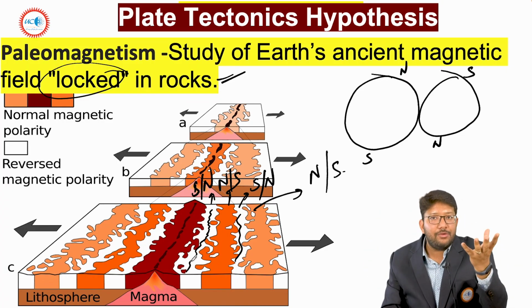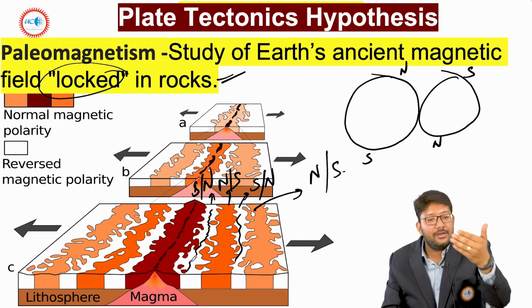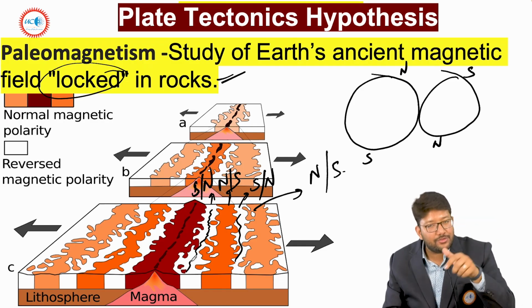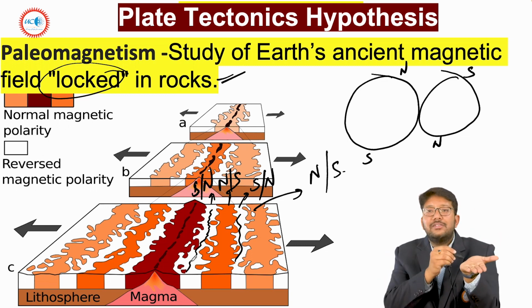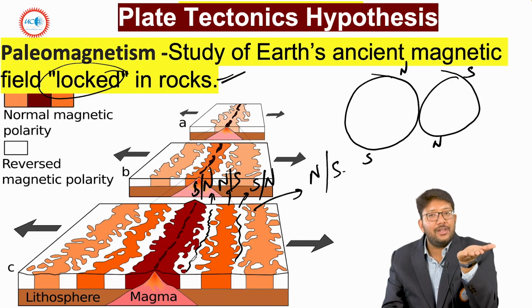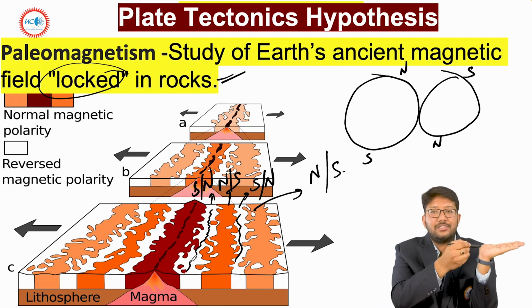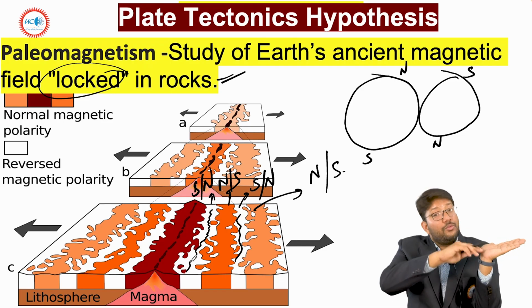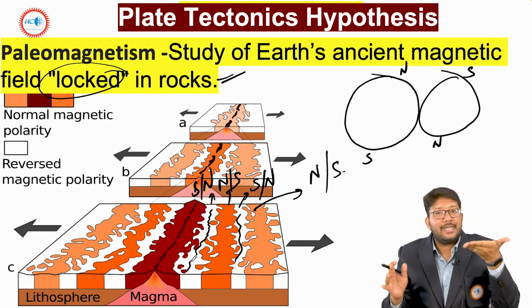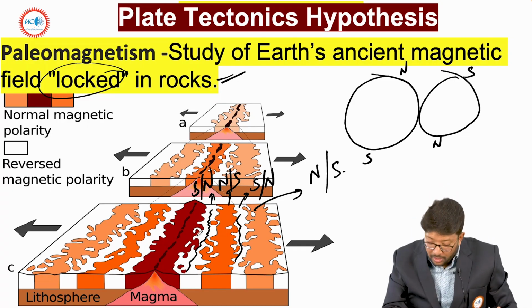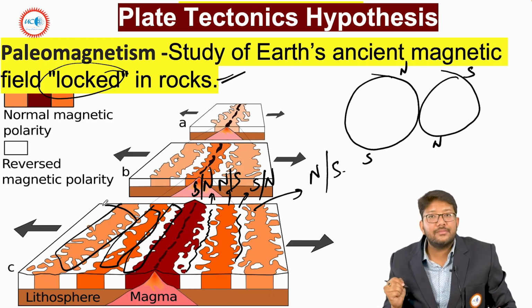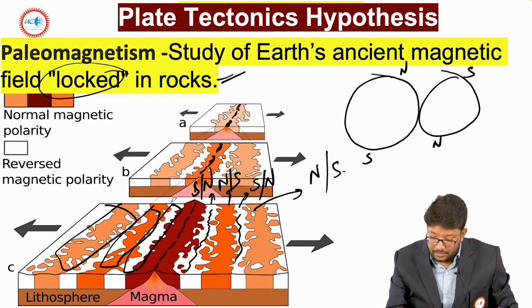The moment they come out, they froze down due to the low temperature of our earth's surface water. Now suppose that at that time this is the north pole, this is the south pole, so the rocks will be like this. Now, over millions of years this polarity gets reversed. Now north pole is this, south pole is this. So these rocks are assembled like this: north south, south north, north south.